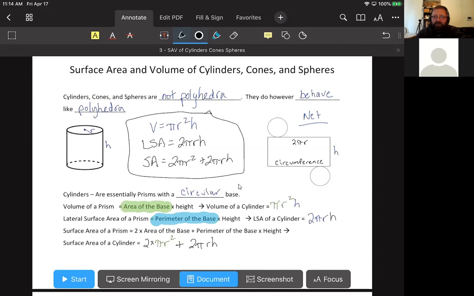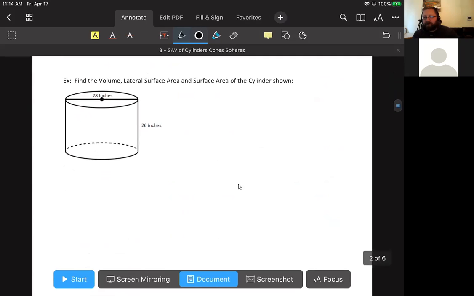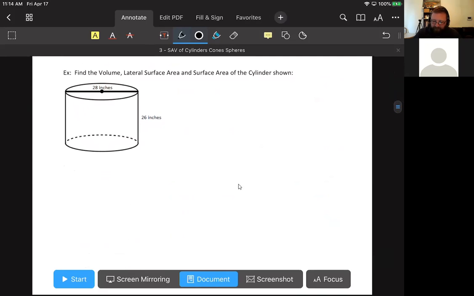And we're going to do a cylinder example. So we are asked here in this example to find the volume, the lateral surface area, and the surface area of this cylinder. Now we are going to give both an exact answer and an estimated answer, rounded to the nearest hundredth, for each of those.